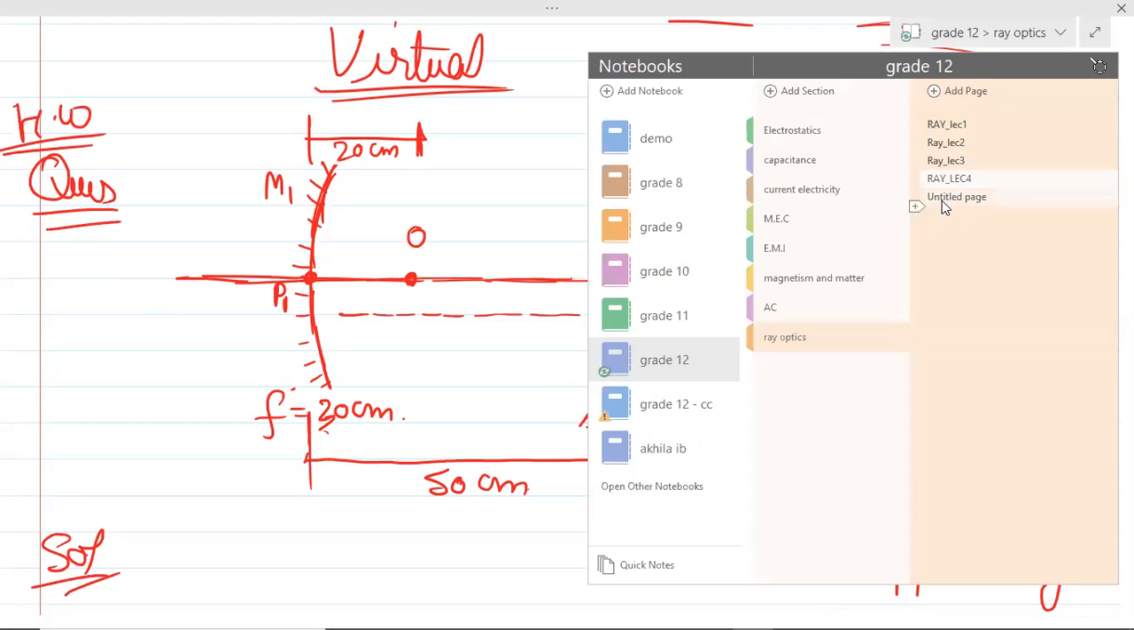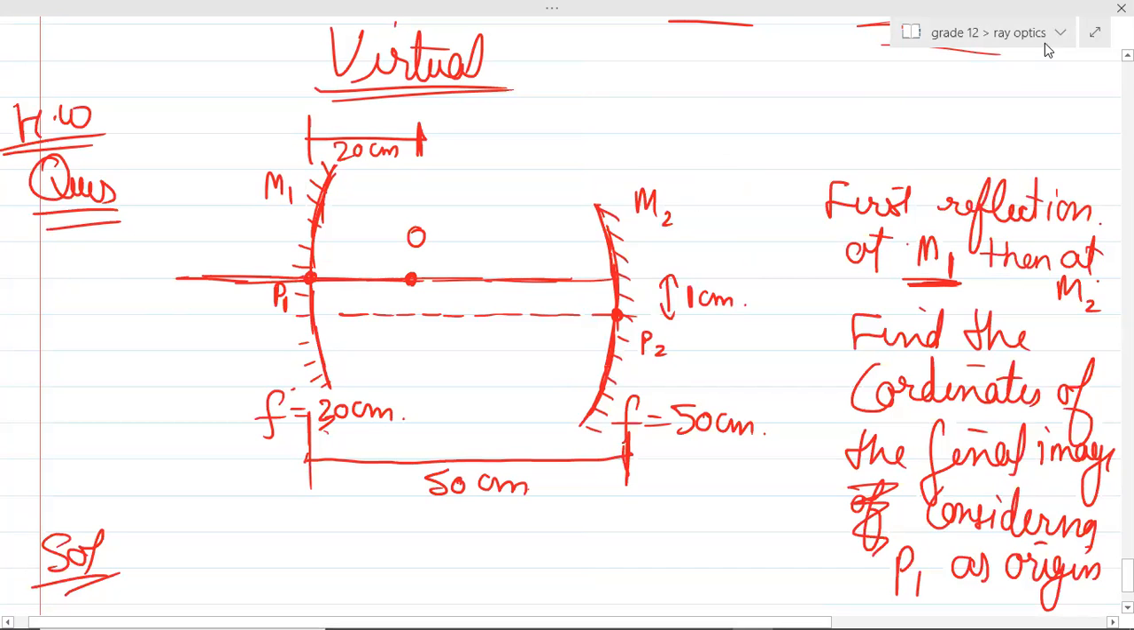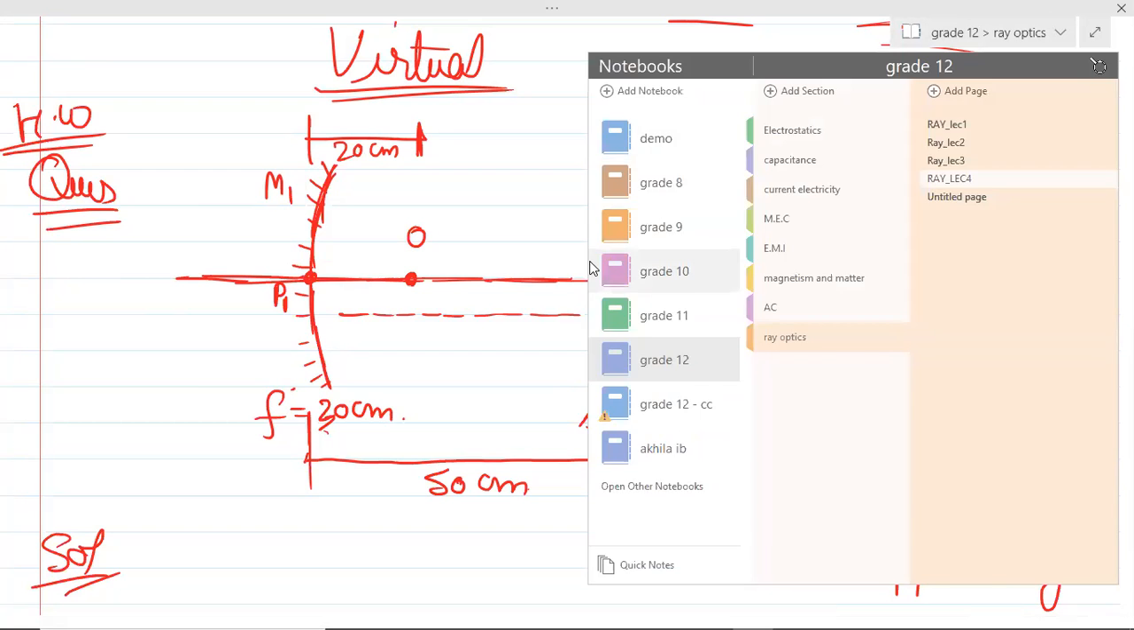Guys, ray optics. Is this clear? We'll do the JEE NEET stuff later on. Okay, sir.